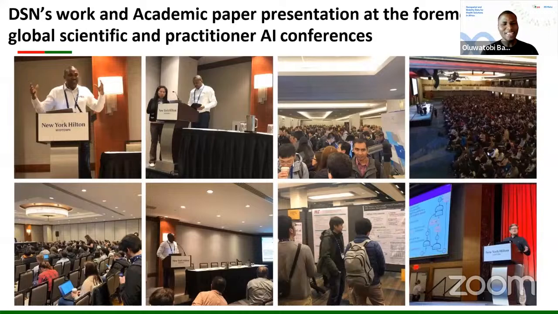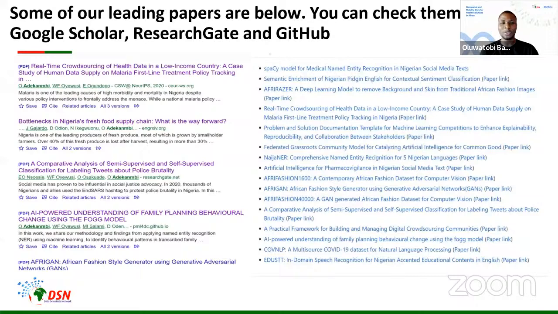Next slide, please. Now, DSN's work has also been presented at the foremost global scientific and practitioner AI conferences. Now, this is our founder. I don't know if you can see clearly, but at the top left, this is our founder, Dr. Olubayo Adekombi, giving a keynote speech at AAAI. This is the Association for the Advancement of Artificial Intelligence. Now, this is a global institution where the NVIDIAs, the Googles, the Microsoft, everybody comes together to say, these are the things that we should be focusing on in the next coming years, in the next decade, in the next century. Some of our leading research papers are below.